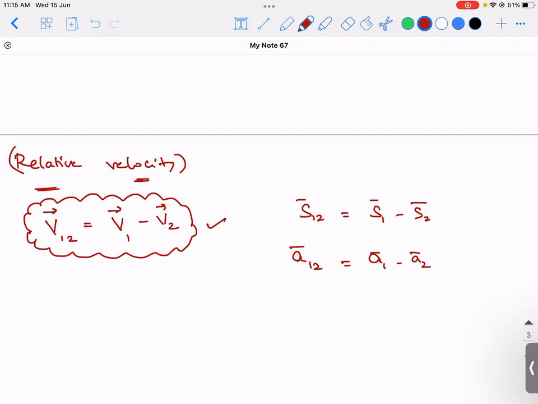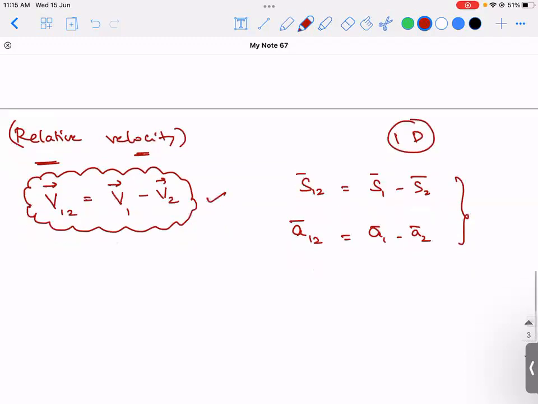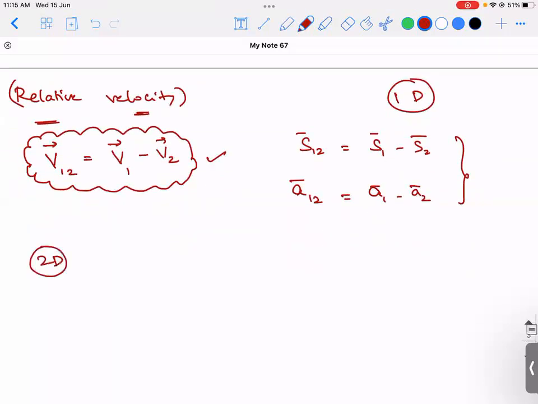Okay, so this concept can be applied for one-dimensional relative velocity. When it comes to two-dimensional relative velocity, what we need to do is take the directions into consideration. Means acceleration along x direction between first object and second object is acceleration along x direction for the first object minus acceleration along x direction for the second object. Okay, similarly, you have to do it along y direction, along z direction as well. So this is how it keeps proceeding.